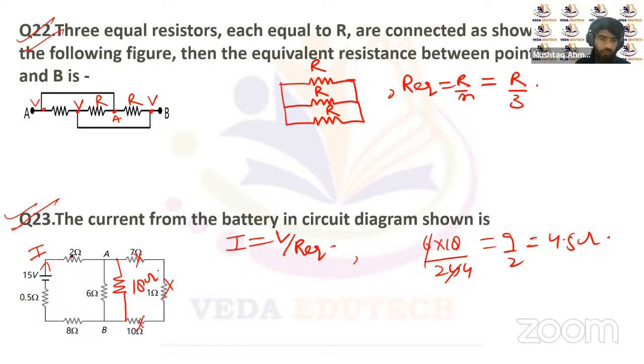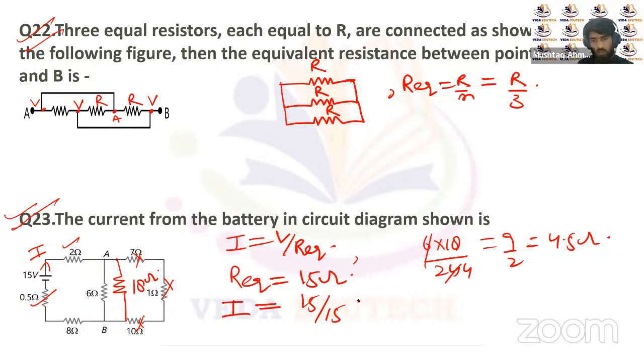Now the 4.5 plus 2 ohm plus 0.5 ohm, right? That will be 5 plus 2 will be 7, 7 and 8 will be 15, right? It means the R equivalent here is 15 ohm. The current here will be V upon R equivalent. That's 15 upon 15. The current drawn by the battery is equal to 1 ampere, right? So 1 ampere current will be drawn by the battery through the circuit.